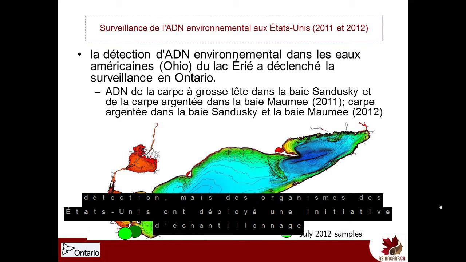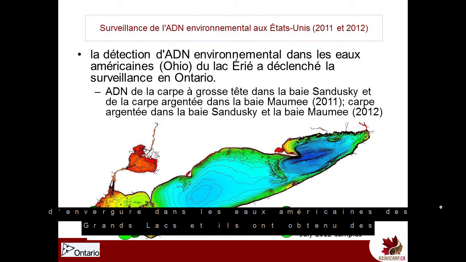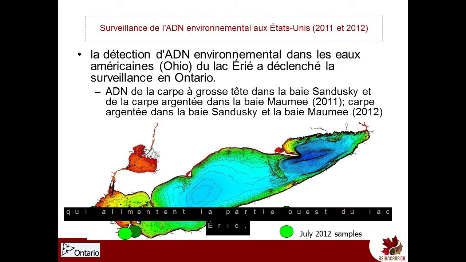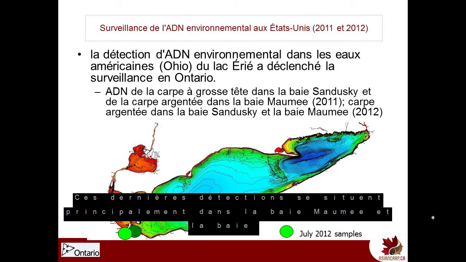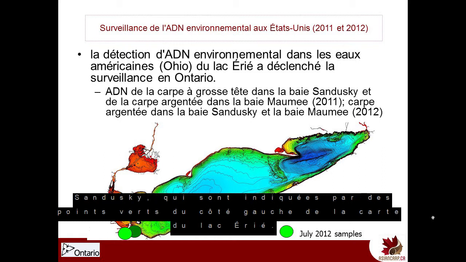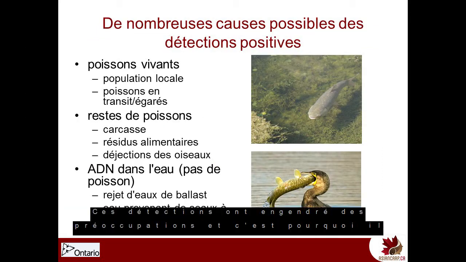But the U.S. federal agencies started a very large-scale sampling effort in U.S. waters of the Great Lakes. And they did get positive detections of both bighead carp and silver carp in tributaries feeding into the western side of Lake Erie, particularly in Maumee Bay and Sandusky Bay. These are illustrated by the green dots on the lower left of the Lake Erie map. So this caused quite a bit of concern.